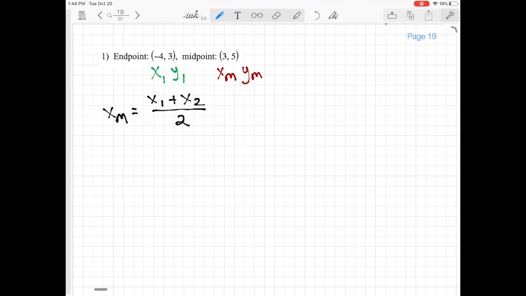So let's plug those in. So we plugged those in. What I did is I took this here and plugged it in there. And we took the x midpoint and we plugged it in for the midpoint. So now what we're going to try and do is solve for x2. And so we need to get x2 alone on one side of the equal sign. We're going to multiply both sides by 2.